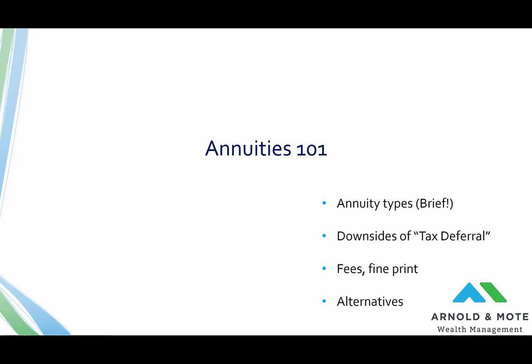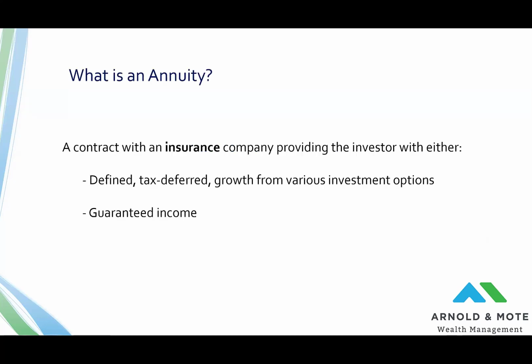And so what we're going to do is a very brief review of the different types of annuities, but then really get into arguing against some of the main sales points that are made when people are trying to sell annuities to people, specifically the idea of tax deferral that you get from annuities and how that's a big benefit. We'll get into a little bit about fees, the fine print on annuities, and also some alternatives too, just so you know what to expect.